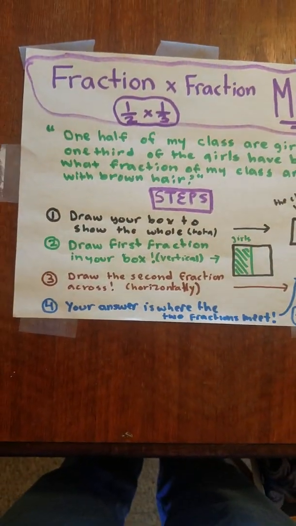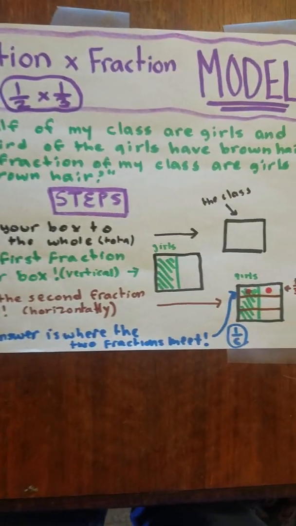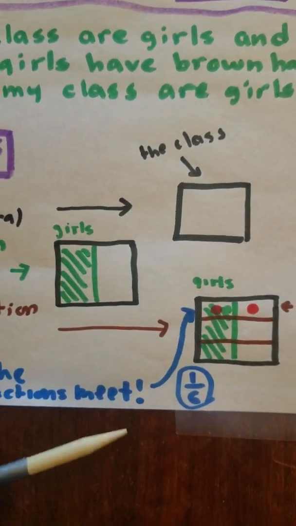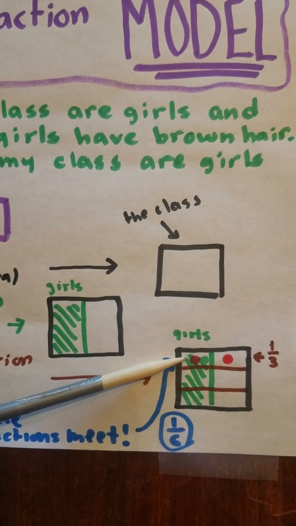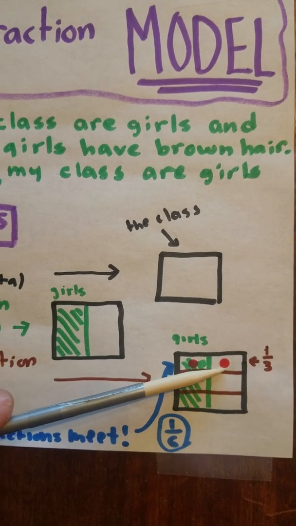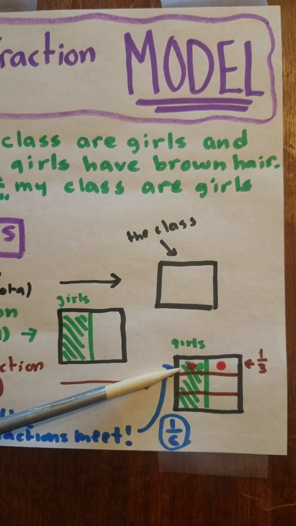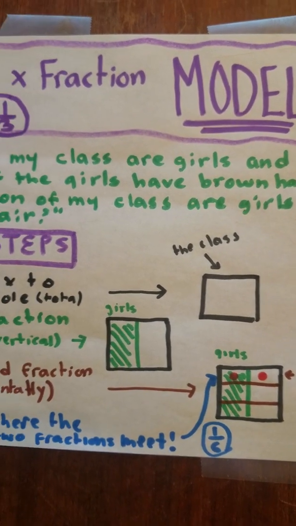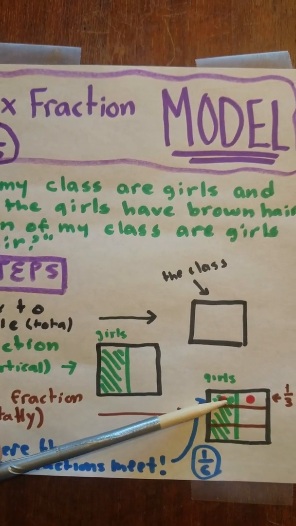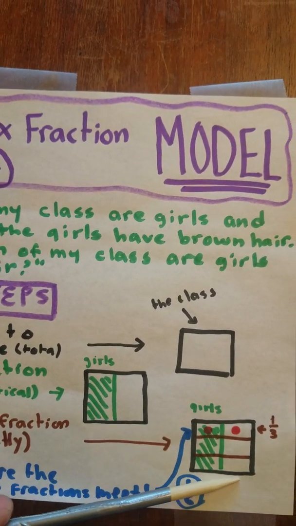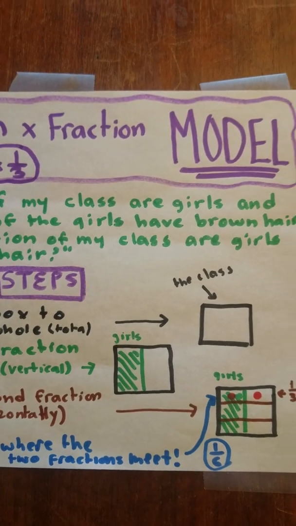Finally, your answer is where the two fractions meet, and you should circle that. So in this problem here, I know that my answer is this part right here, because these are the girls, and this is the row that shows that they have the brown hair. So only this box are the girls with the brown hair. So my answer then would be 1 part out of 6 parts, or 1/6 of the class are girls with brown hair.